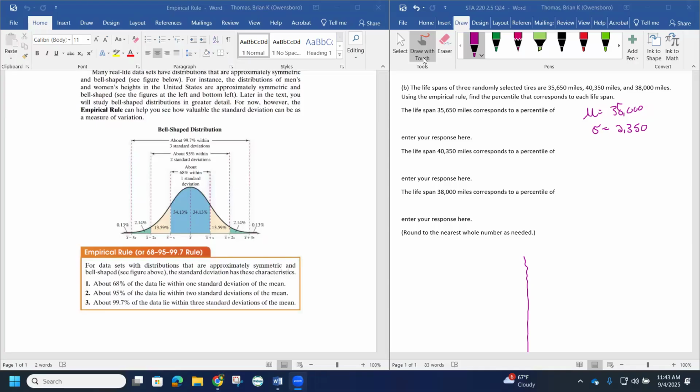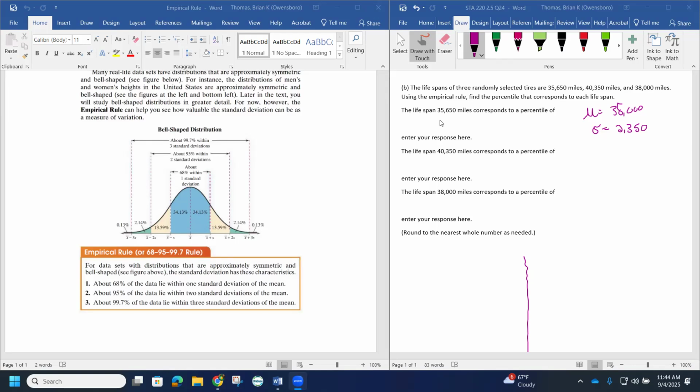So looking at section 2.5, working with question 24, the question mentioned the mean was 38,000 miles with a standard deviation of 2,350. Part B of this question says determine, so we have the lifespans of three randomly selected tires, 35,650, 40,350, 38,000 miles. Use the empirical rule to find the percentage that corresponds to each lifespan.